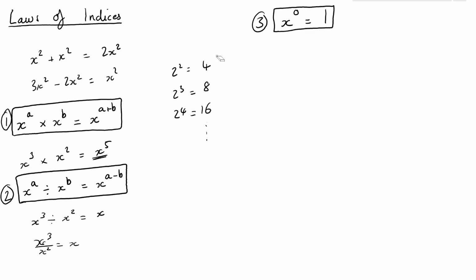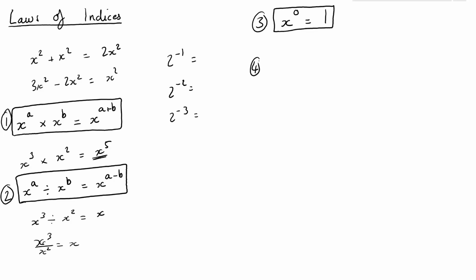Now, what if we wanted to go even further than that? We've said that if we go backwards to 2 to the power of 0, we get 1. What happens if we wanted to go 2 to the power of minus 1? So 2 to the power of minus 1, what would that be? What about 2 to the power of minus 2? What would that be? 2 to the power of minus 3? What are these things going to equal? And so this is going to be our fourth law.